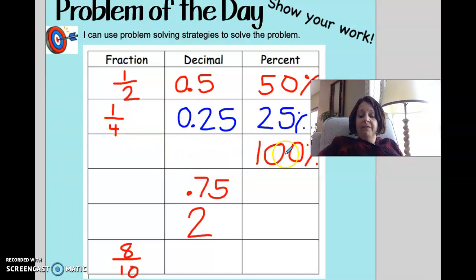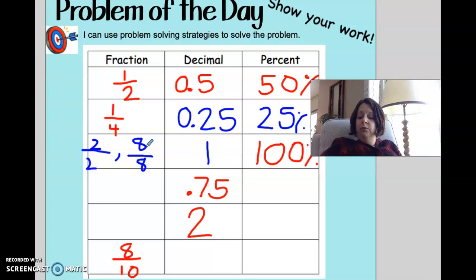Okay, so now I have 100%. 100% means everything, so that's actually one whole. So the fraction can be whatever we want to make one whole. Maybe I'll have 2 halves. Maybe I'm in the mood for 8/8. It doesn't matter, as long as the numerator and denominator are the same number, you have one whole for your fraction. So whatever you want for that one.